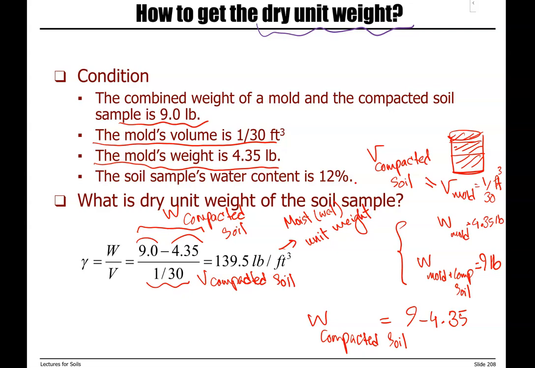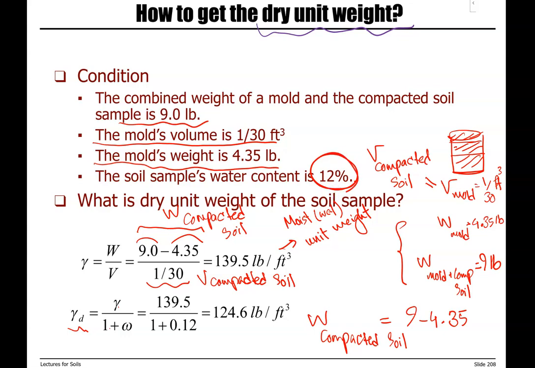The question is asking for dry unit weight, so you need to use this formula: wet or moist unit weight divided by one plus moisture content. Moisture content is also given to us, 12%. So you can use these to calculate dry unit weight. This is the calculation you need to do for each trial.